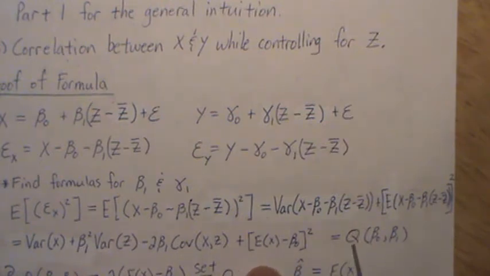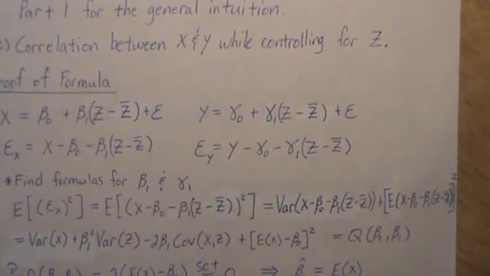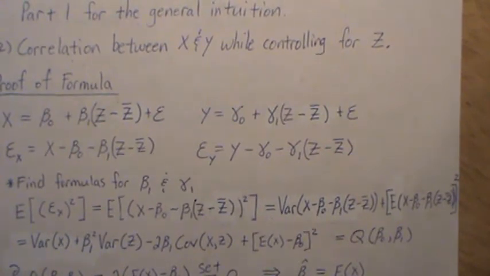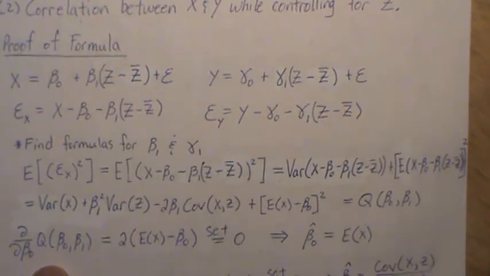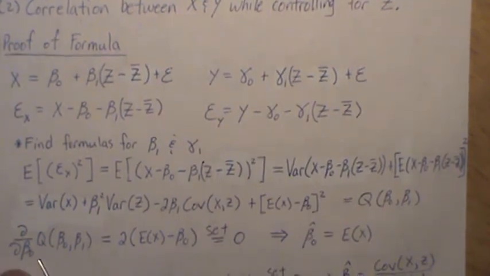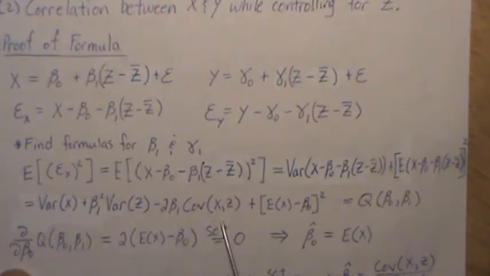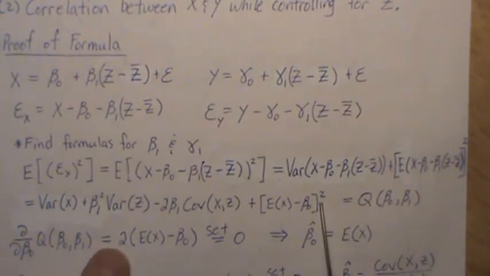Now let's call this function q of beta 0 and beta 1. It's a function of these parameters, which we want to minimize using beta 0 and beta 1. So let's take the partial derivative of q with respect to beta 0, and so there's no beta 1, it's only here. So you take the 2 out front, and then you take that minus 1, and then times the derivative of beta 0. So actually there should be a minus 1 here.